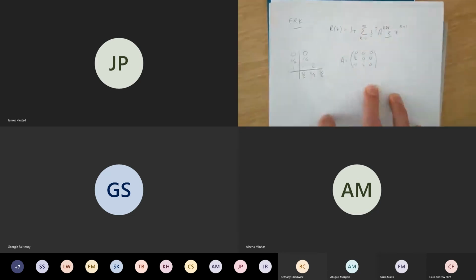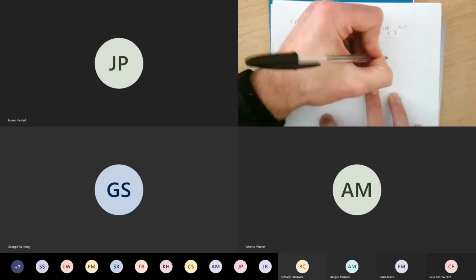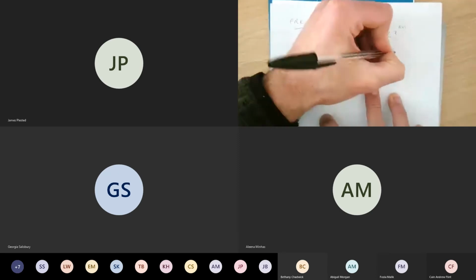Okay, so that's our A matrix. We've also got our b vector, which, remember, we assume is a column vector.